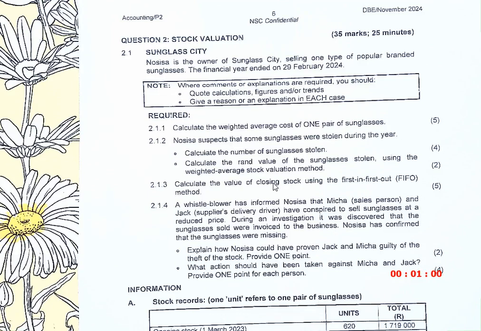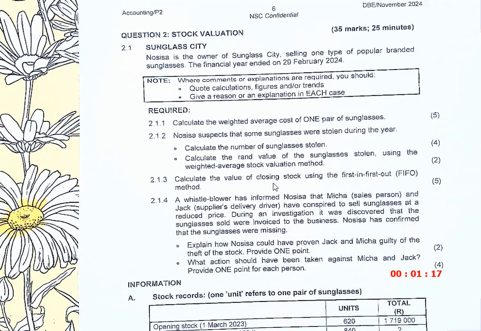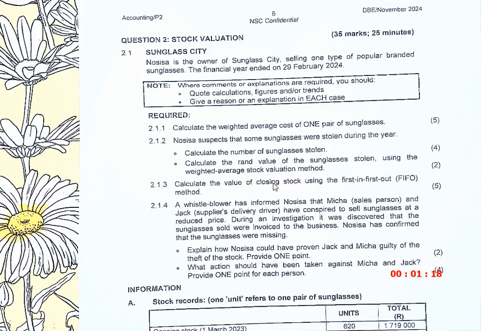The second one is the FIFO. So I assume the stock that is left over that I can see is the stock that came in last. First in, first out. The old stock I sell first, so what is left is the new stock. So I value that stock at the newest prices I got. Weighted average is exactly what it says, I get an average price.